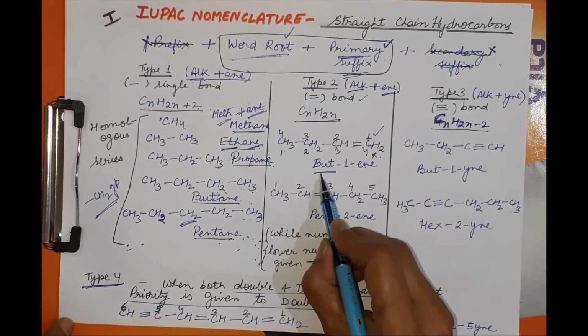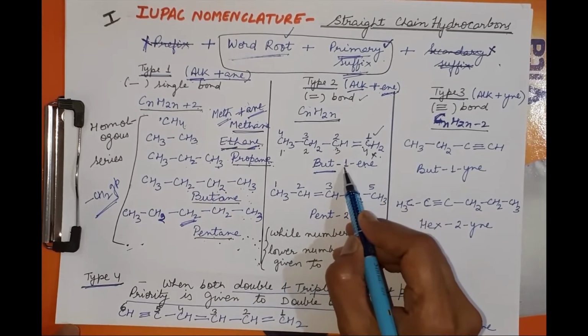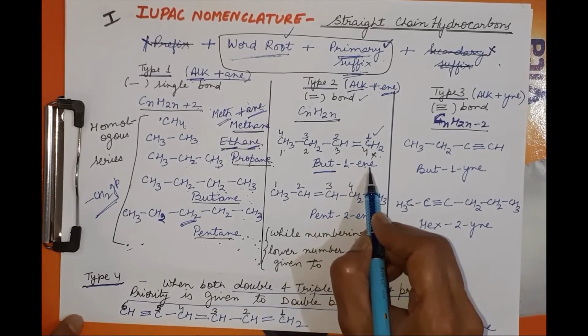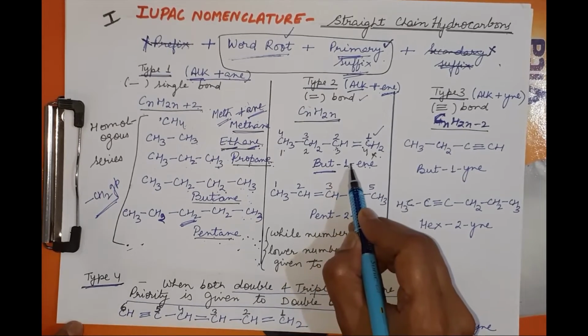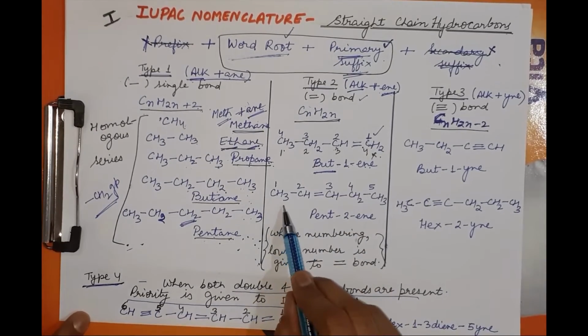So what will be the name? Between 1 and 2, we will write here 1. But-1-ene. And these are separated by a small dash. So this is the name. So let us take the next example.